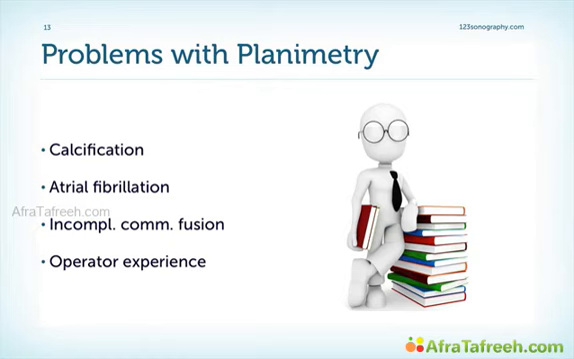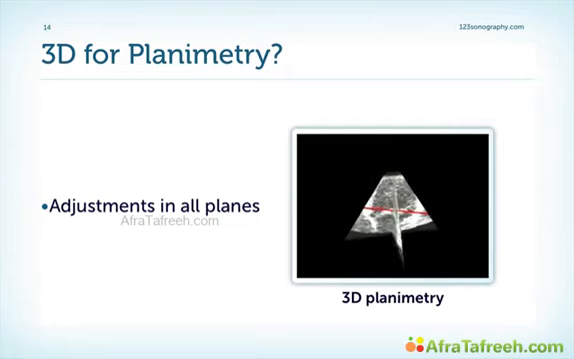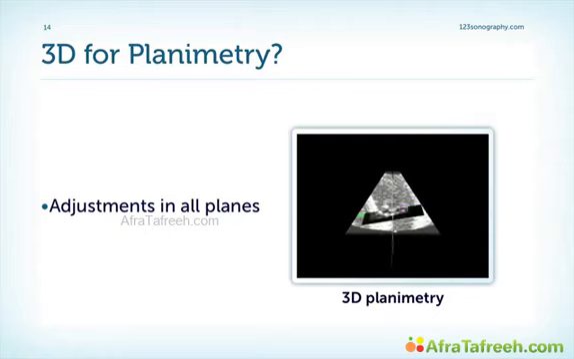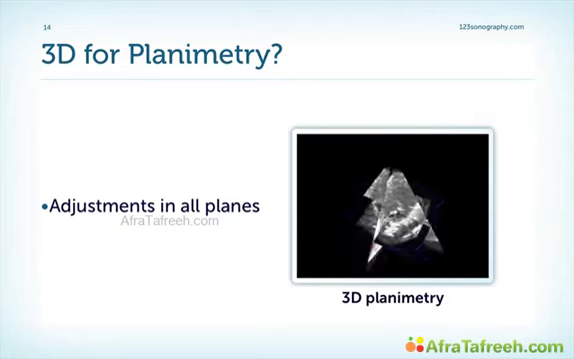Calcification, because of shadowing we usually cannot see the posterior parts of the mitral valve. Atrial fibrillation, simply because timing is more difficult. Incomplete commissural fusion, where you're not sure if the commissure is really fused or not. And finally, the most important part, you have to be very experienced and you need a lot of practice to perform planimetry. Actually, 3D echocardiography would be the ideal methodology to perform planimetry because there you could make adjustments in all planes. Image quality is maybe still a problem, but let's see what comes in the future. Maybe we'll use 3D echocardiography to perform planimetry in the future.